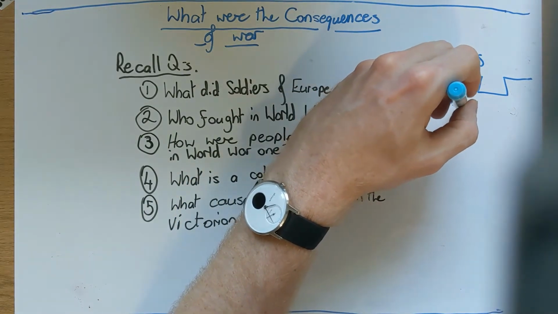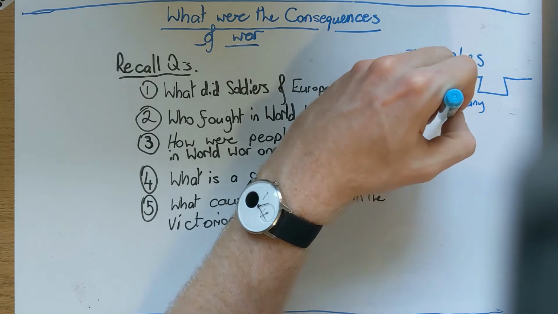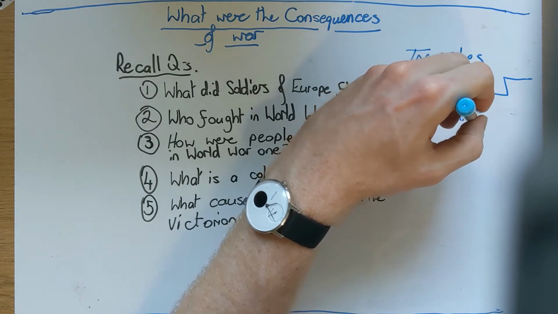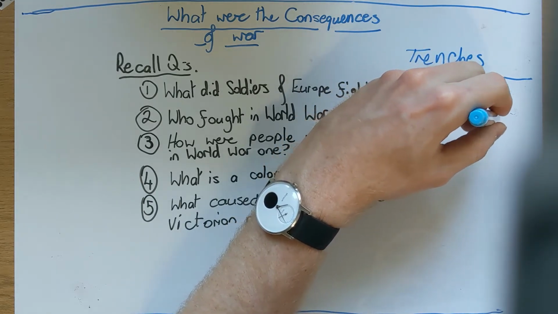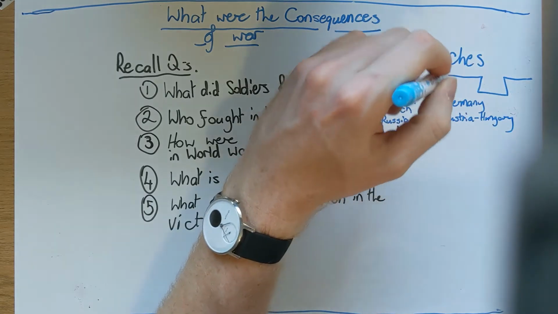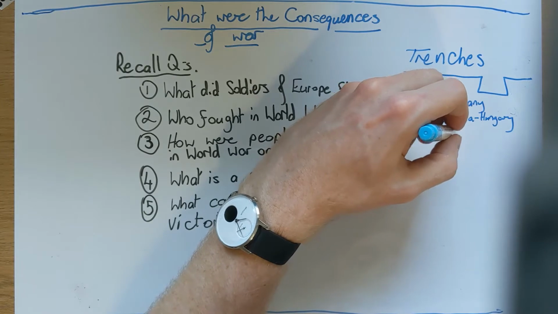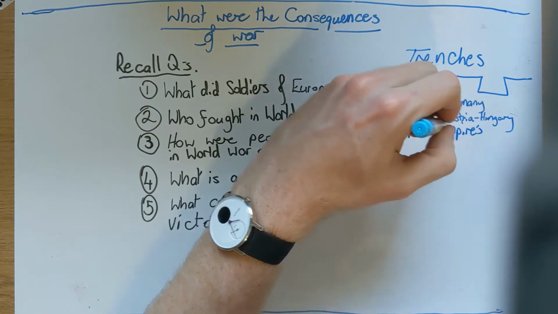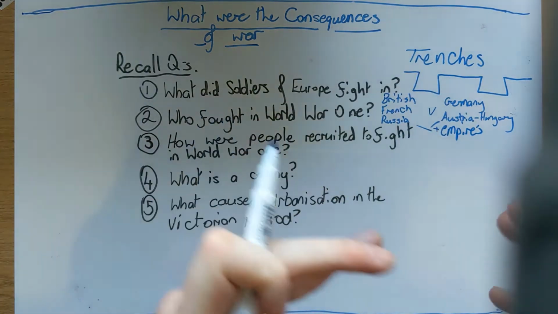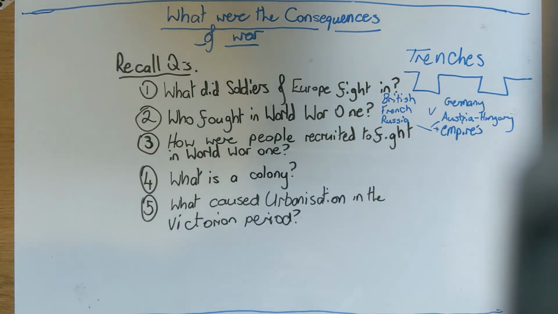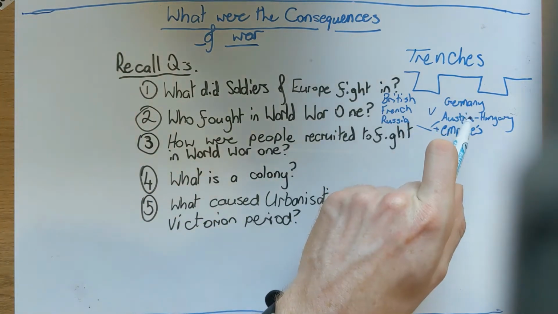Then you've got Germany and Austria-Hungary. Italy starts out on this side, but then they swap. But then in this you've also got their empires. So I'm going to put plus empires. So both sides have empires. This is the Triple Entente, this is the Triple Alliance.